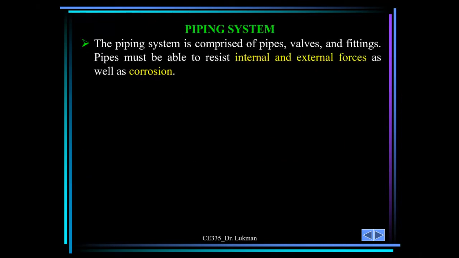Now, the piping system. We'll consider each of the components of the water distribution network. The piping system is comprised of pipes, valves, and fittings. Pipes must be able to resist internal and external forces as well as corrosion. Corrosion is one of the processes that take place in pipes, which can damage the pipe.